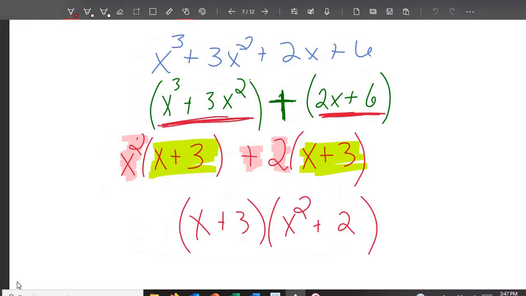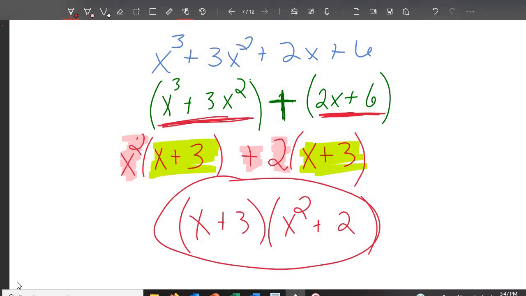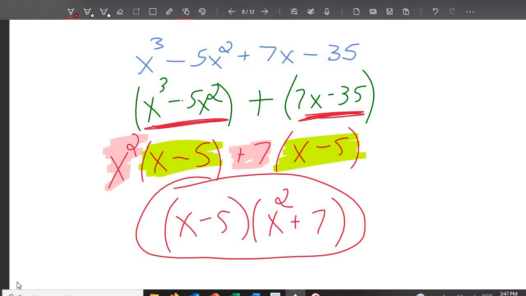I forgot to mention it on the other one. This was the factored answer. I think I just made a mistake. That should be x squared. X squared plus 7.